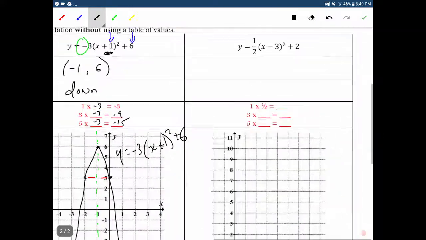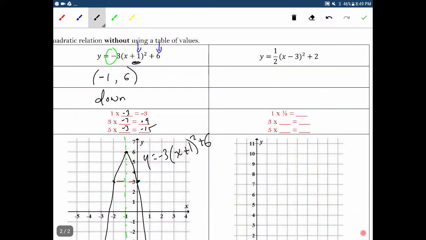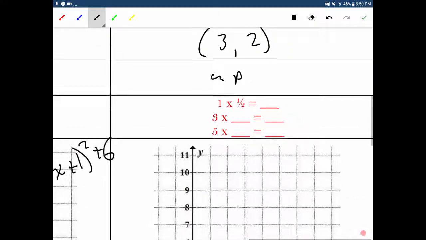This one's a little bit trickier, but it's still not too bad. So you always start with the vertex. Again, +3, not -3, +2. Okay, because remember that negative there, we are going to change to a positive. Okay, this one opens up because the number right there in front is positive. And this time we're multiplying by 1/2, which obviously is not nearly as fun, but okay.